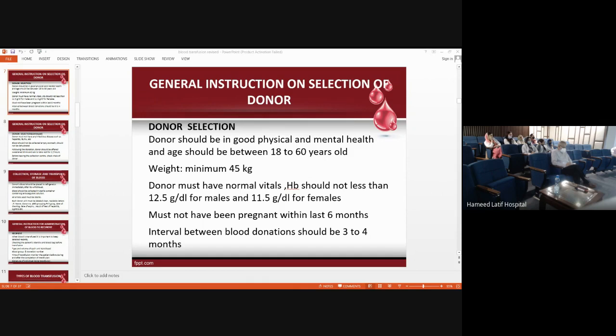No functional platelet or labile coagulating factor, for example, factor 5 and factor 8, when stored at 2 to 6 degrees Celsius. Indication for transfusion of whole blood is acute blood loss and exchange transfusion.